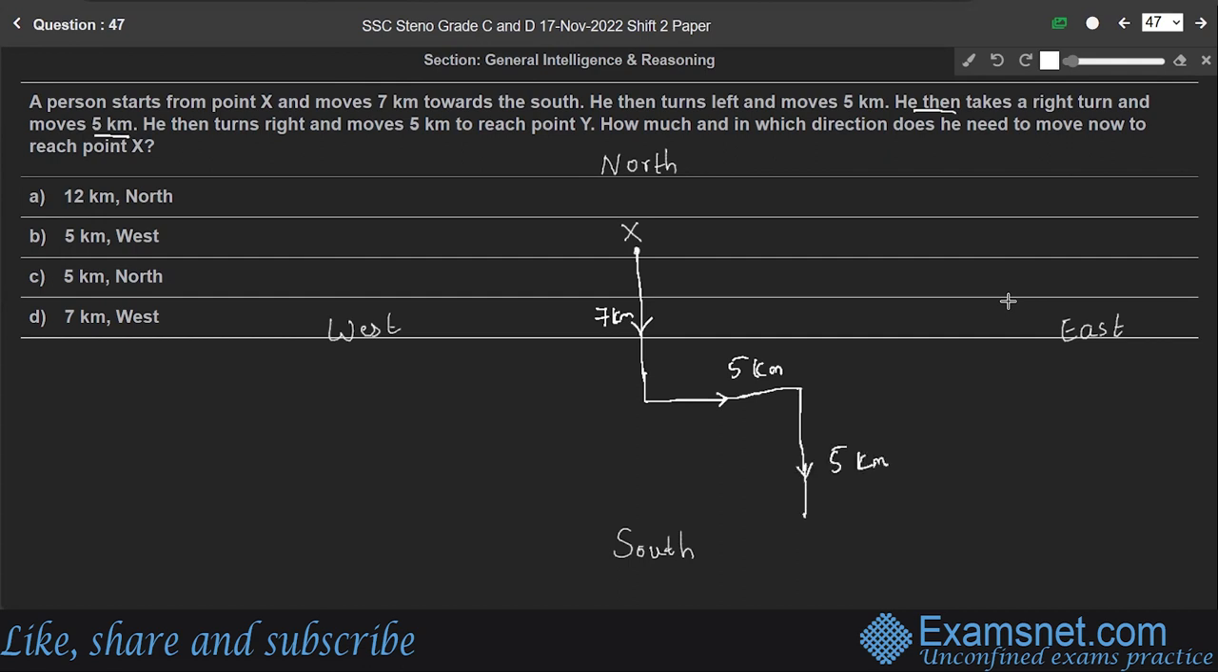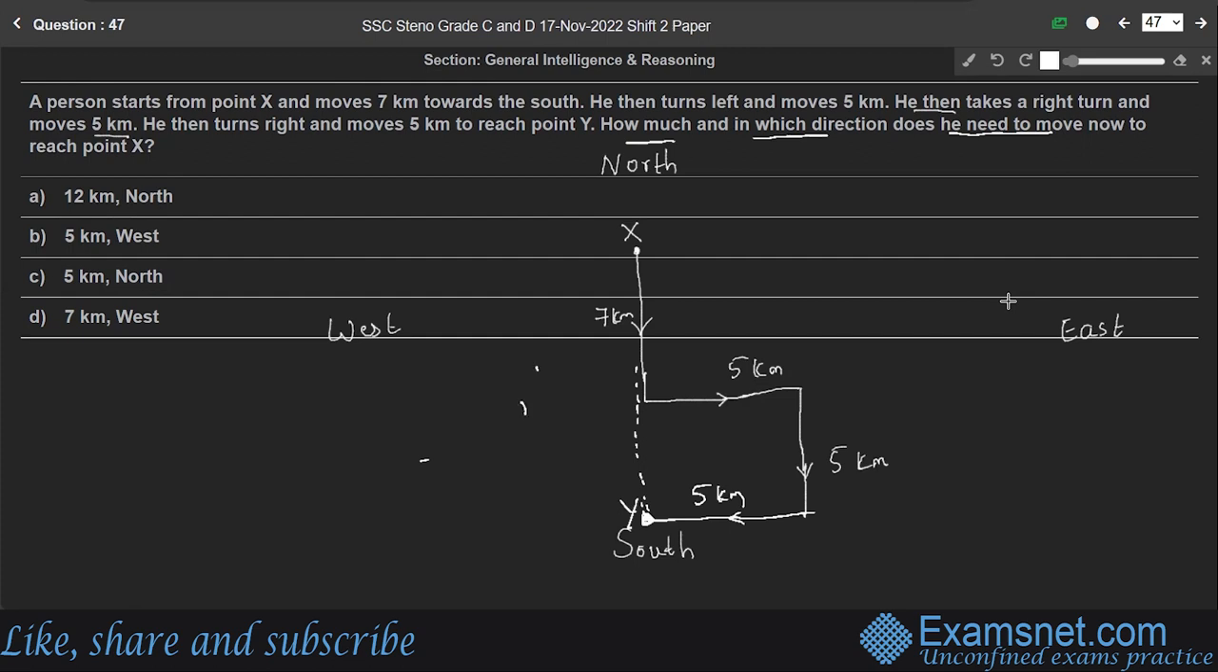This distance is 5 km. Right? He turns right then. Since he is facing south, his right means towards west. Turns right and moves 5 km to reach point Y. So, to reach point Y, he moves 5 km again. This is point Y. Right? So now the question is, how much and in which direction does he need to move now to reach point X? So again, to reach point X, he has to move in north direction, right?